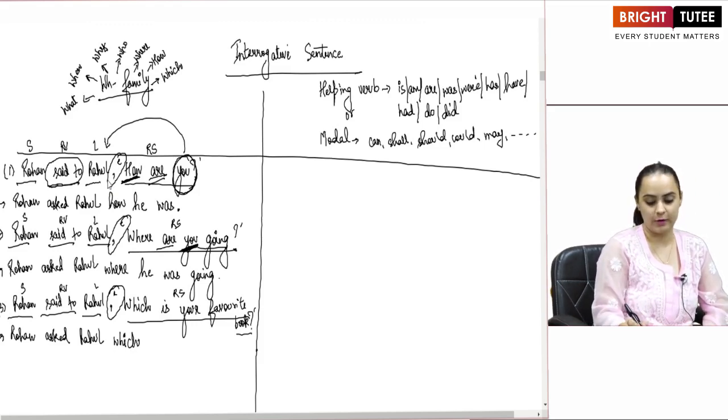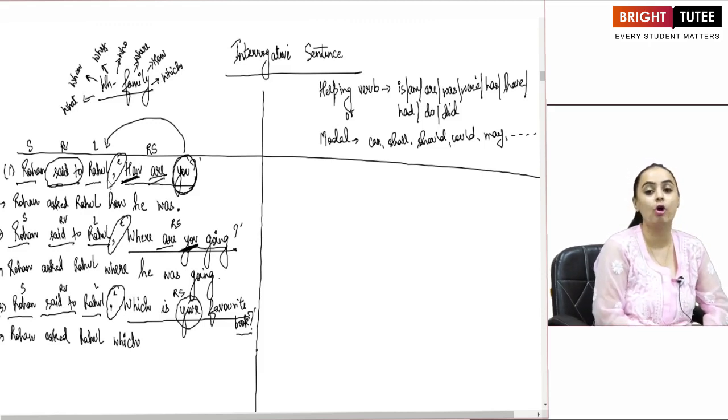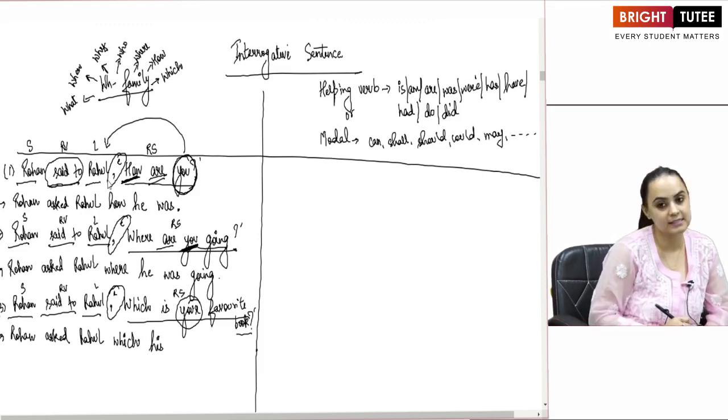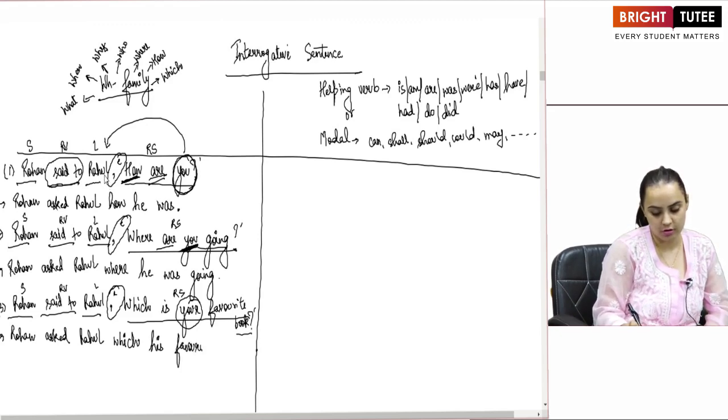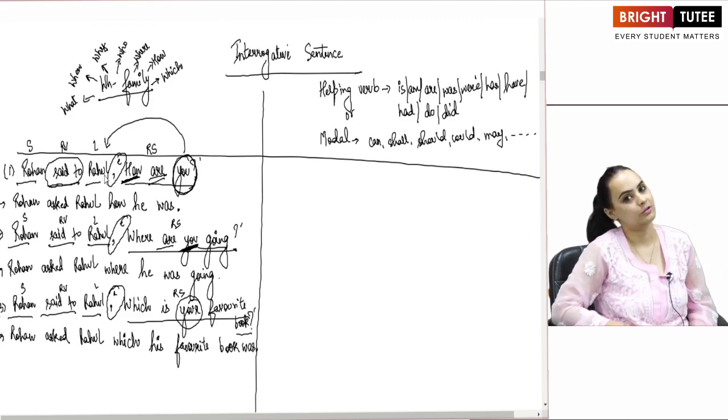So, who am I talking about? Your. What is my pronoun here? Your. Who is this your used for? Rahul. So, which is, what am I talking about? Favorite book, and is changes to was.